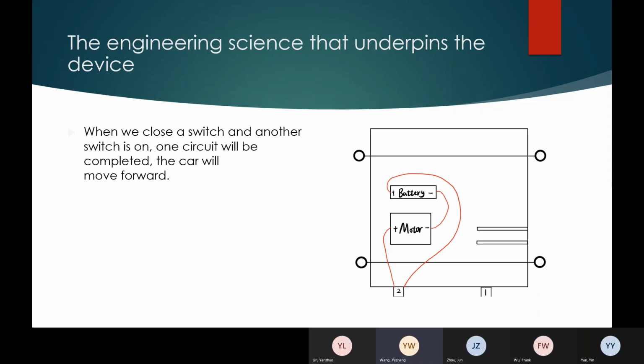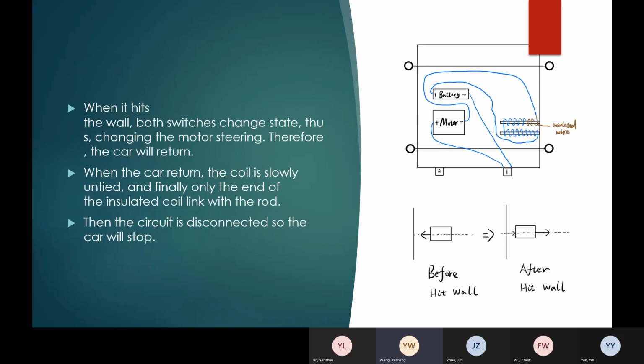So I'm going to talk about how the car moves. When we close a switch and another switch is on, one circuit will be complete. The car will move forward. When it hits the wall, both switches change state. Those change the motor steering. The car will return. Then the car slowly unites, and finally only the end of the insulated car links with the road. Then the circuit is disconnected, so the car will stop.